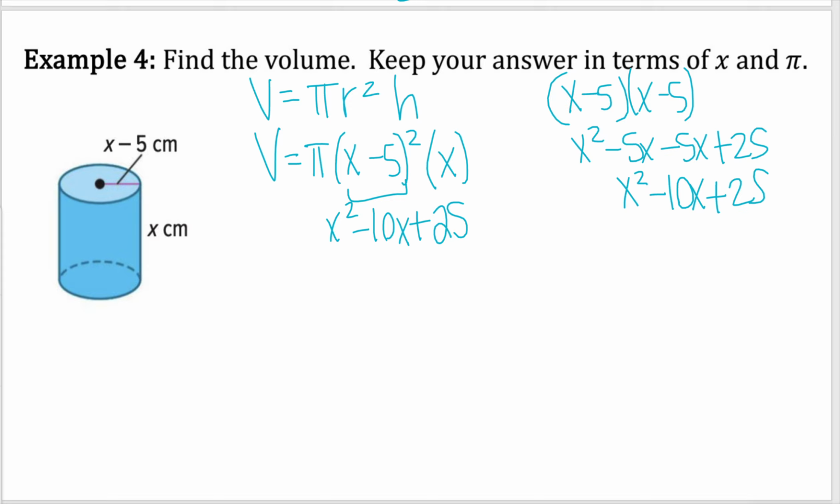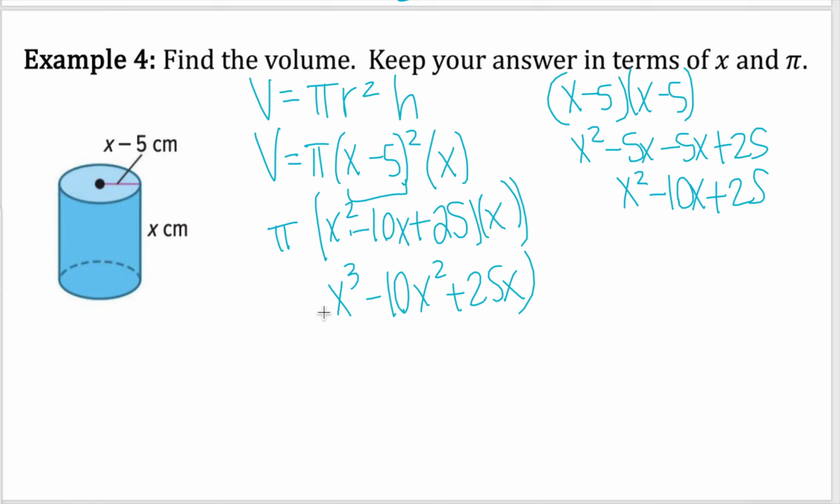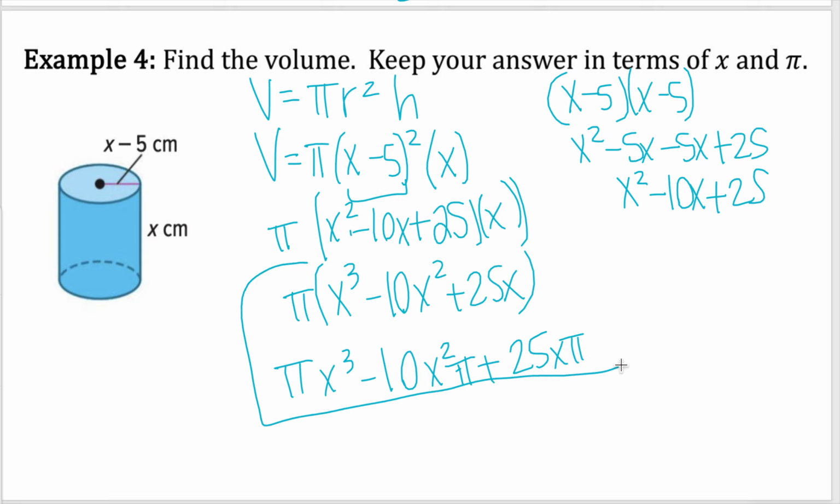Then we're going to distribute that to the x here, and then keep pi on the outside because we're in terms of pi. So really this is distributing x times x squared, so x to the third power minus 10x squared plus 25x. And you can keep pi factored out, or you can redistribute it to everything. So that'd be pi x to the third minus 10x squared pi plus 25x times pi. Either one of these options would work.